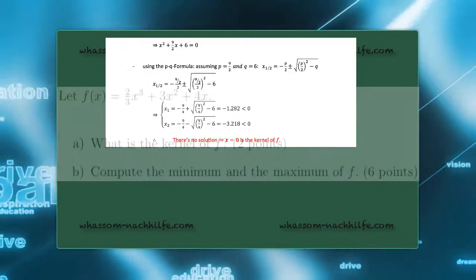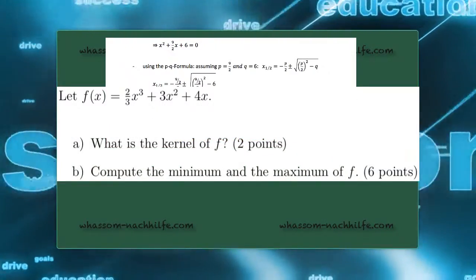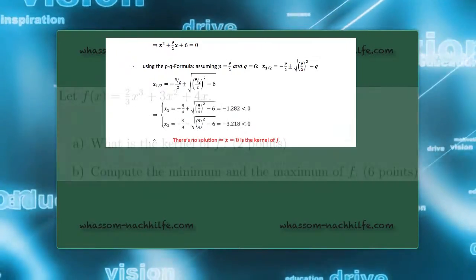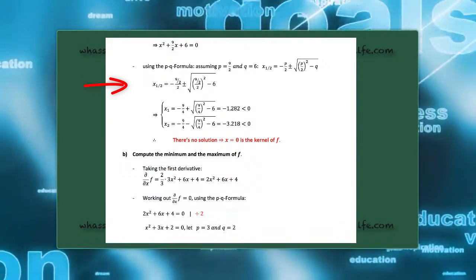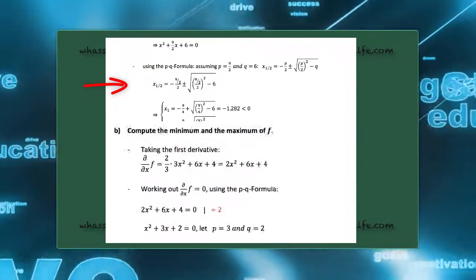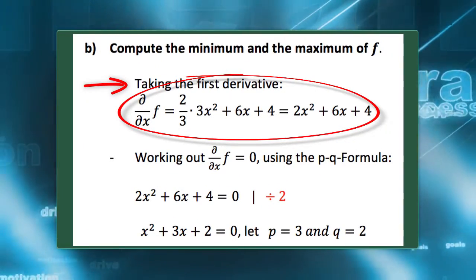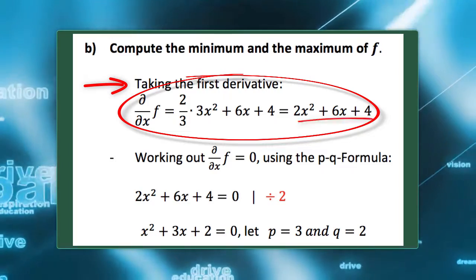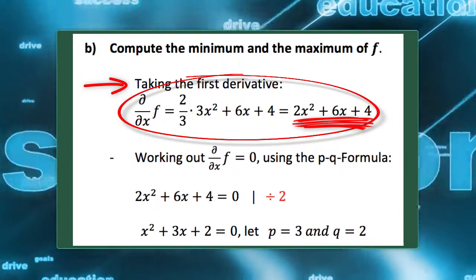Now we want to compute both the minimum and the maximum of f. And the first thing we want to do here is to take the first derivative of f with respect to x, which is equal to 2/3 times 3x squared plus 6x plus 4, and together, 2x squared plus 6x plus 4.